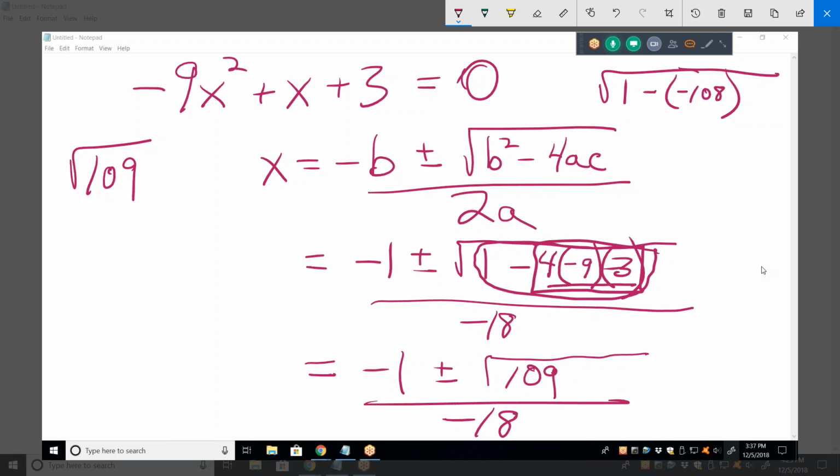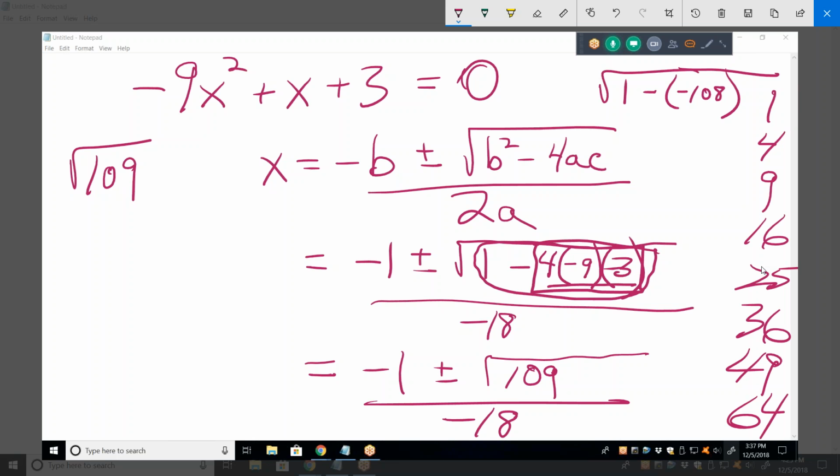What does it need to be simplifiable? A perfect square number within it, as a factor of it. So I'm going to write the perfect square numbers again: 1, 4, 9, 16, 25, 36, 49. I don't have to go any higher than 49 because I know 64 is not a factor of 109.